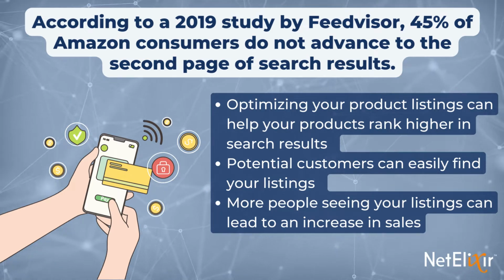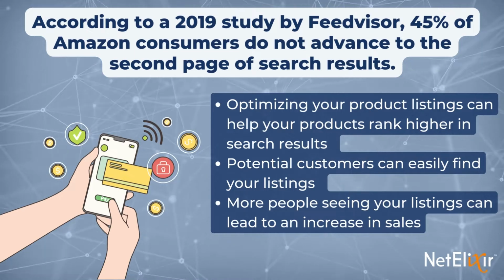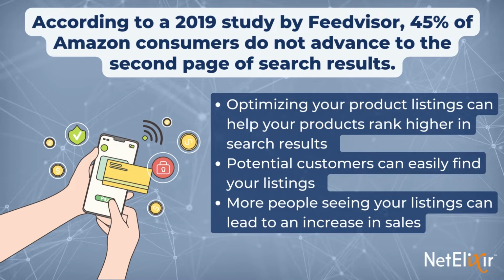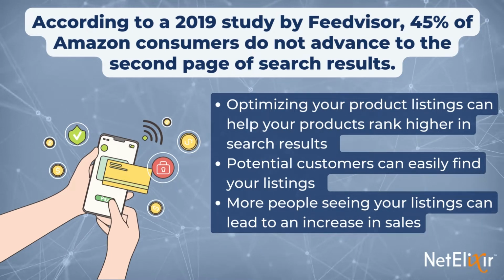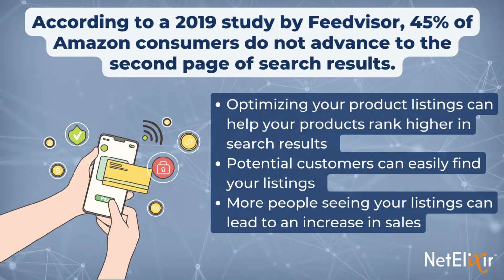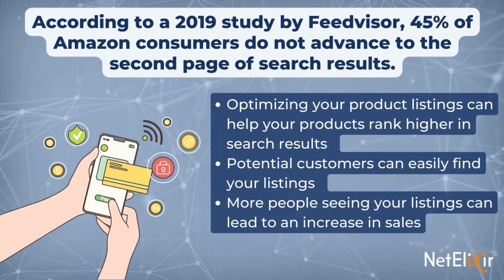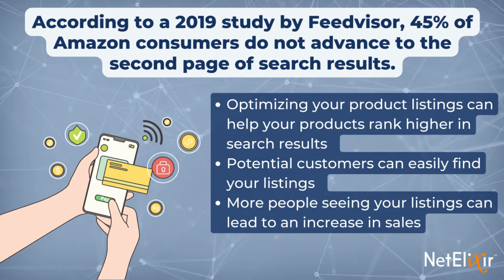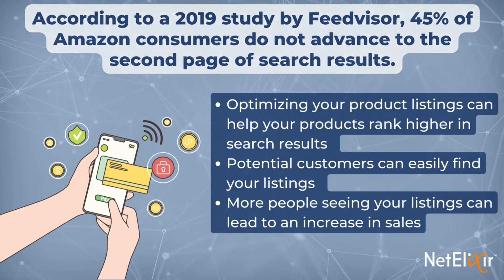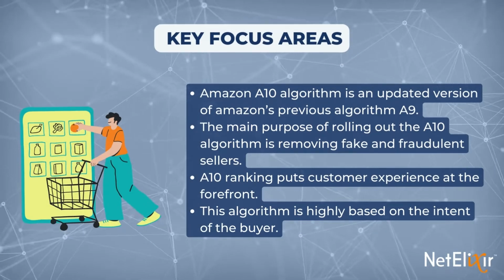And do you know? Optimizing your product listings can help your products rank higher in search results. Potential customers can easily find your listings. More people seeing your listings can lead to an increase in sales. Competition in Amazon's SERPs will continue to grow. So in terms of driving incremental sales for your business, it is really important to understand how the A10 algorithm works. Now let us try to understand the A10 algorithm better.